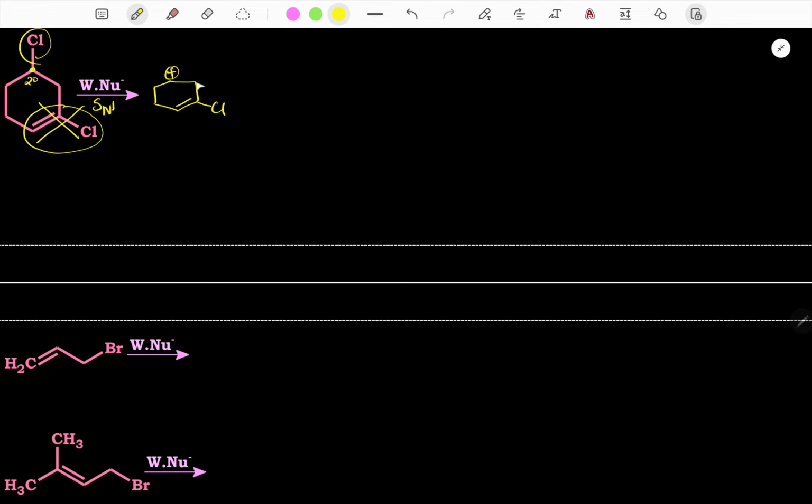Now in this case migration is possible. So how to decide whether migration is possible? We can decide only after writing the corresponding carbocation and comparing the stability. Among these two, the second one is stable because of resonance.